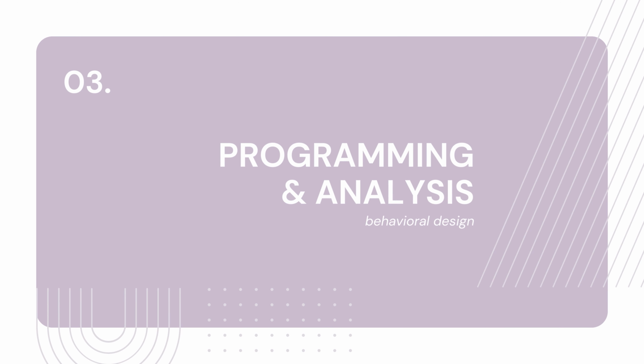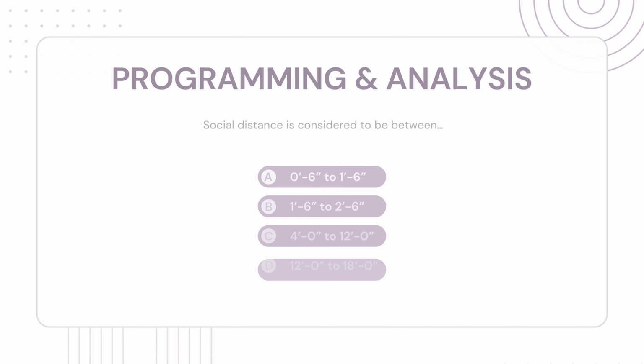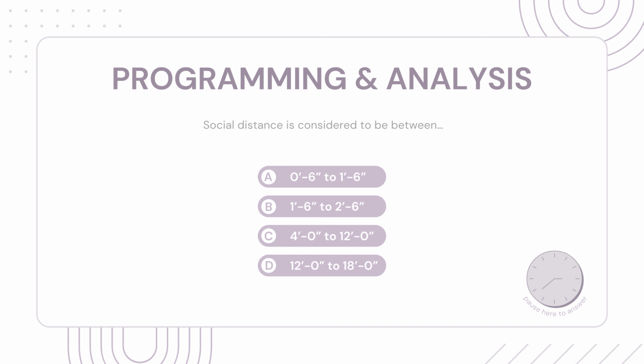Our programming and analysis question is, social distance is considered to be between 6 inches to 1.5 feet, 1.5 feet to 2.5 feet, 4 feet to 12 feet, or 12 feet to 18 feet. Pause here to answer. And the answer is 4 feet to 12 feet.